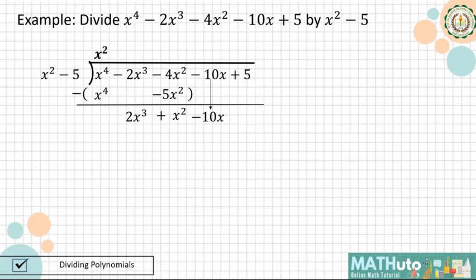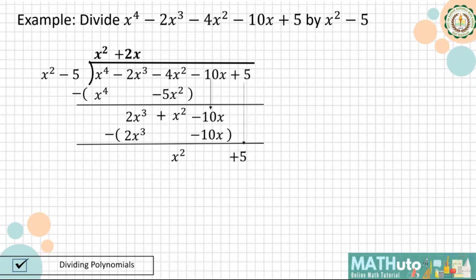Using this, we will divide again to our divisor. 2x cubed divided by x squared is positive 2x. Thus, that is plus 2x. And then, multiply it again to our divisor. 2x times x squared is 2x cubed. And 2x times negative 5 is negative 10x. Again, aligning it with the same variable. Then subtract. So we'll come up with x squared plus 5, which is bring down from the dividend.